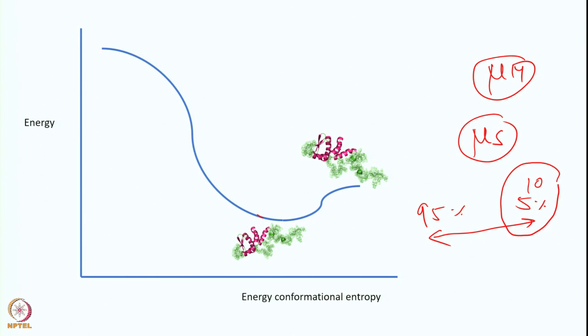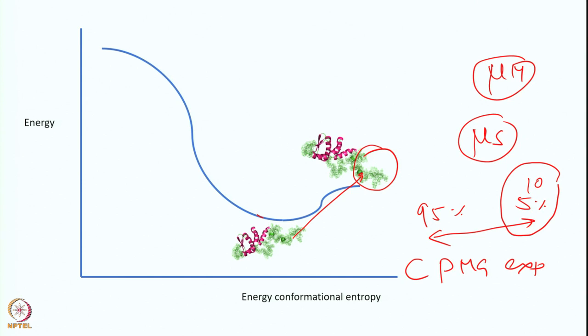Lowly populated means their quantity is less, 2%, 5%, and excited state because they have somehow changed their conformation from one conformation to another, and they are populated at low concentration. So can we detect these states? Can we detect these states using NMR experiments? Yes, we can, and that's done using CPMG experiments, or relaxation dispersion experiments.